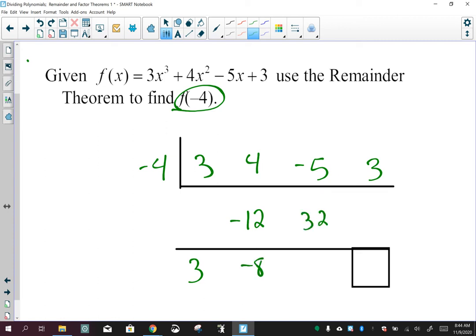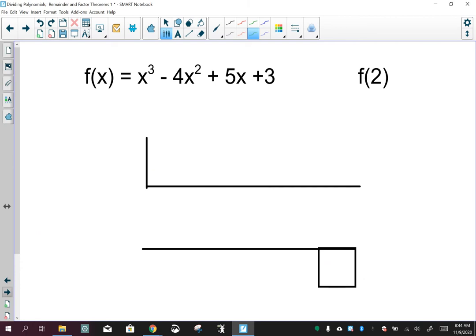32 minus 5 is 27. That is 108 with a negative, so that's negative 105. So it's saying when x is negative 4, my y value is going to be negative 105. And that is what the remainder theorem does. So it evaluates the polynomial at that specific number using synthetic division. Okay? So take a moment, hit the pause button, and try this. And go.